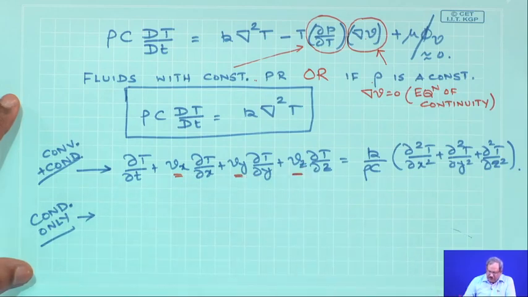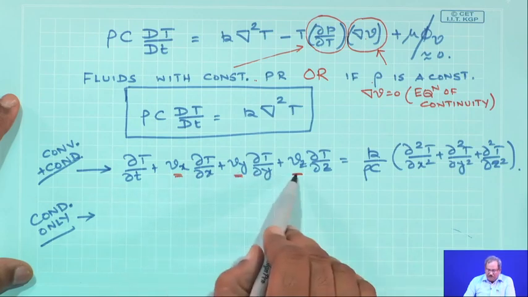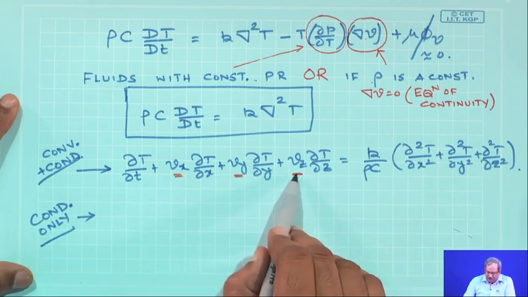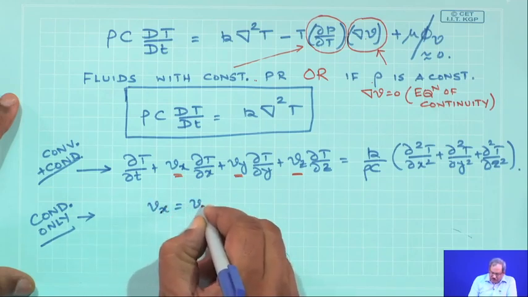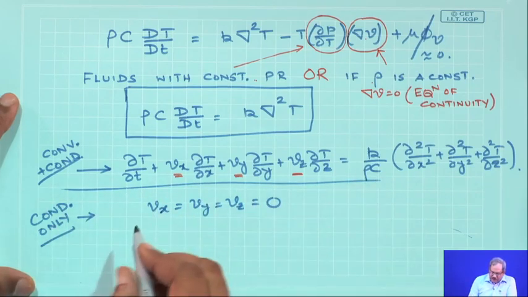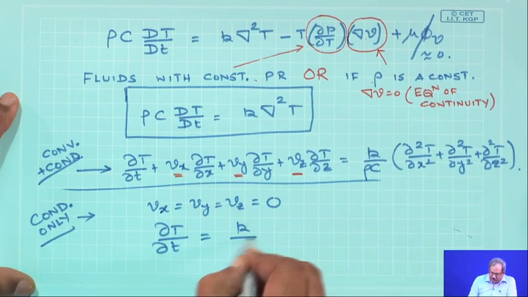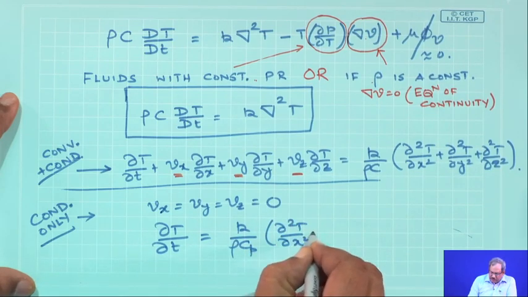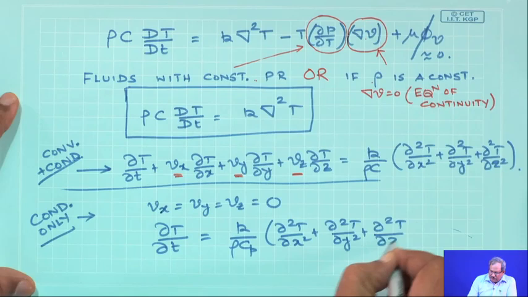Vx, Vy and Vz are going to be 0, since in conduction you do not have any velocity of the medium, velocity of the fluid itself. So Vx, Vy and Vz all are set equal to 0, and therefore this equation becomes del T by del t is equal to K by rho Cp times del 2 T del x square plus del 2 T del y square plus del 2 T del z square.